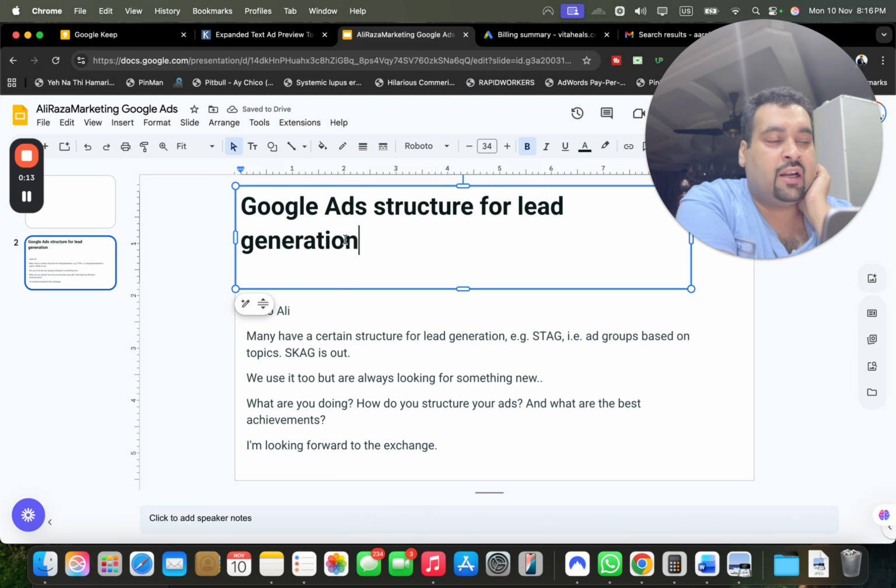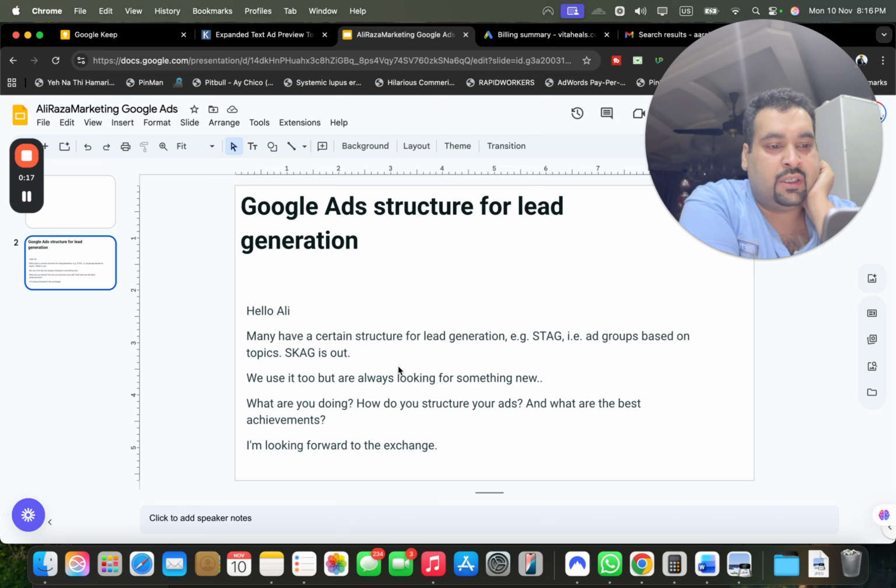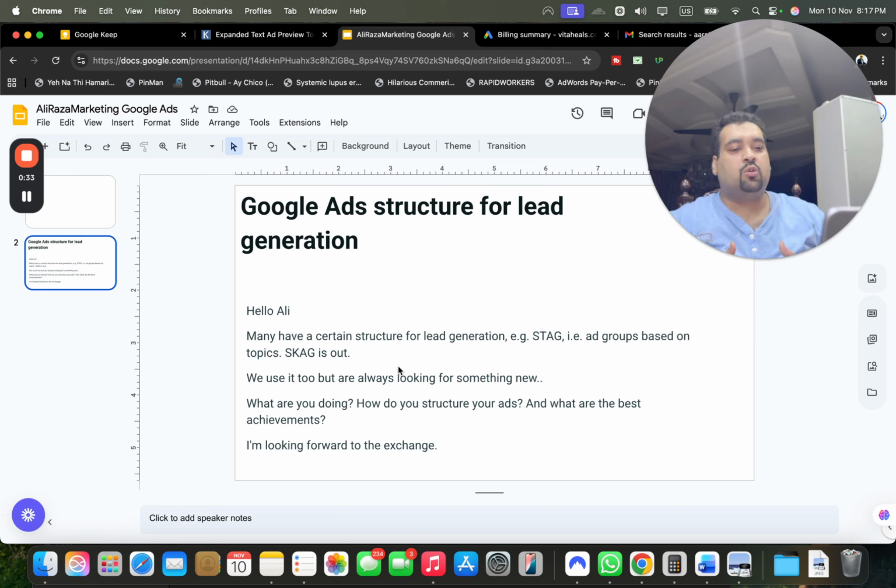Okay, Google Ads structure for lead generation. Hello Ali, many have a certain structure for lead generation, STAG, single themed ad groups based on topics. SKAG is out. SKAG means single keyword ad group. We use it too, but are always looking for something new. What are you doing? How do you structure your ads, and what are the best achievements? I'm looking forward to the exchange.